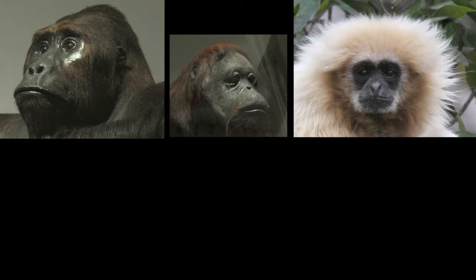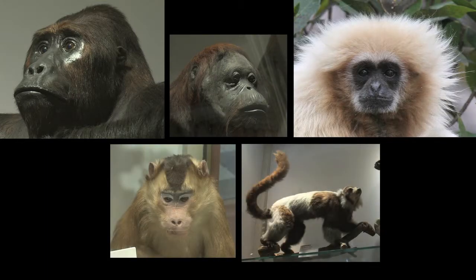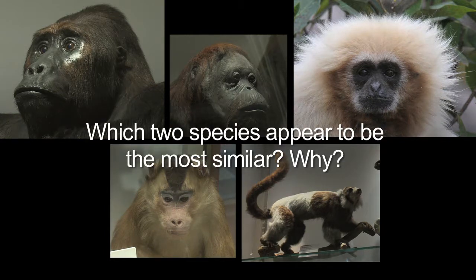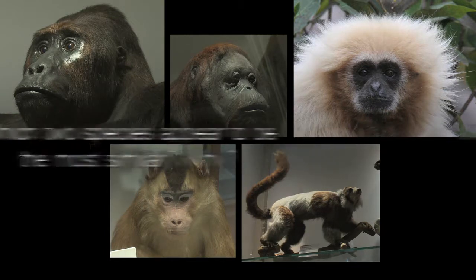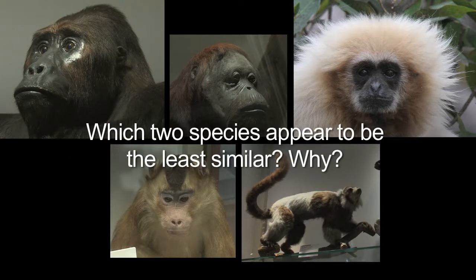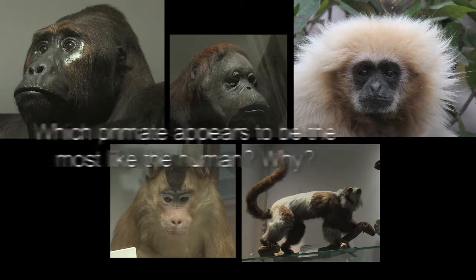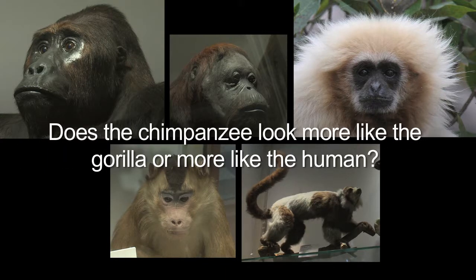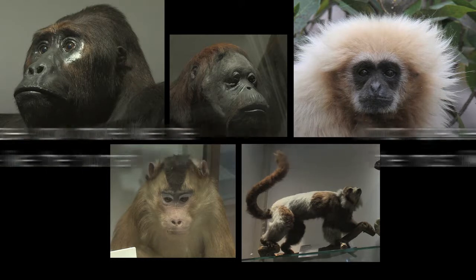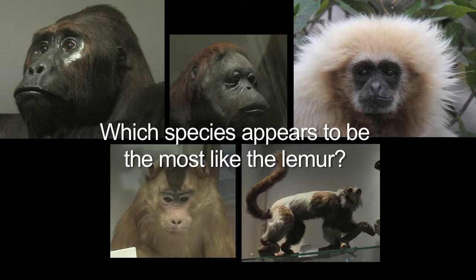With your group members, look carefully at the pictures of these primates and use your observations to answer these questions. Which 2 species appear to be the most similar, and why? Which 2 species appear to be the least similar, and why? Which primate appears to be the most like the human? Why? Does the chimpanzee look more like the gorilla or more like the human? And finally, which species appears to be the most like the lemur?